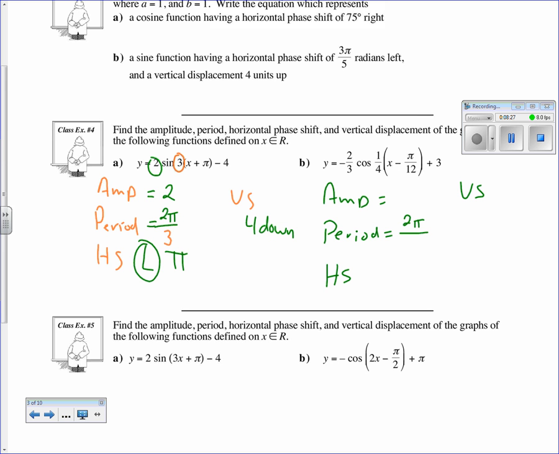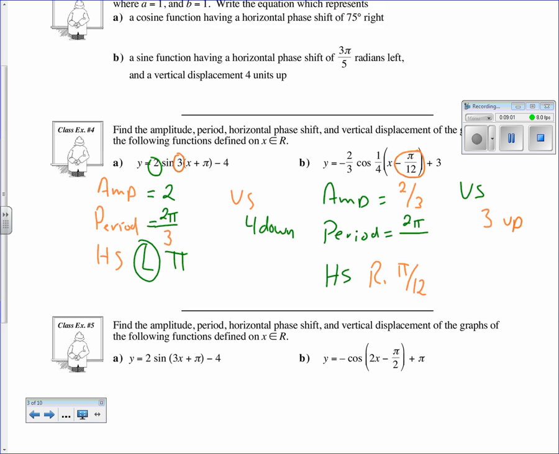Does this negative affect my amplitude? Not really. It will make the graph look different, but my graph will still be 2/3 tall and 2/3 deep. Horizontally, the shift is coming from here. It's minus. So a minus shift, I think, left, but it goes right. And it goes right pi over 12 units. My vertical shift is up this time. My vertical shift is 3 up.